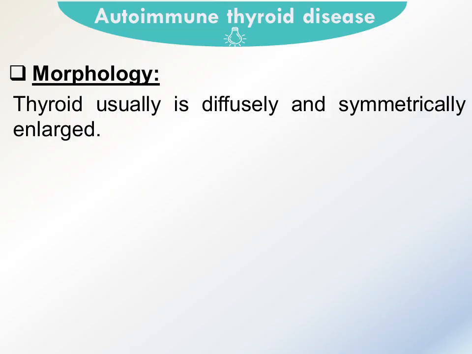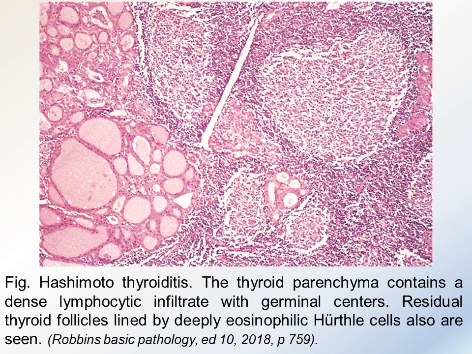By the morphological appearance of Hashimoto thyroiditis, the thyroid gland usually is diffusely and symmetrically enlarged. Microscopic examination reveals widespread infiltration of the parenchyma by a mononuclear inflammatory infiltrate containing small lymphocytes, plasma cells, and well-developed germinal centers. The germinal centers are seen in this figure mainly on the right side of this image.